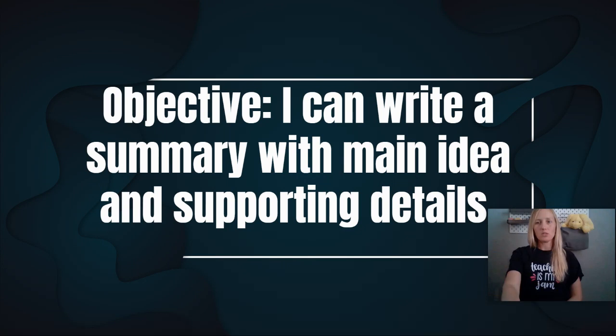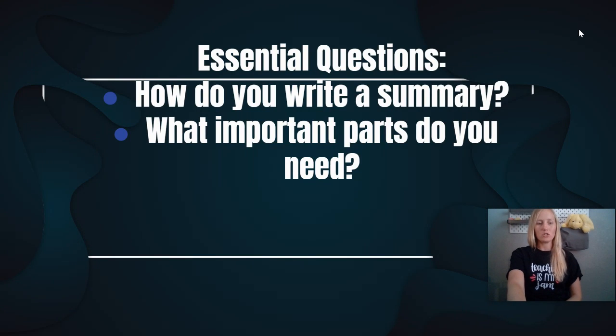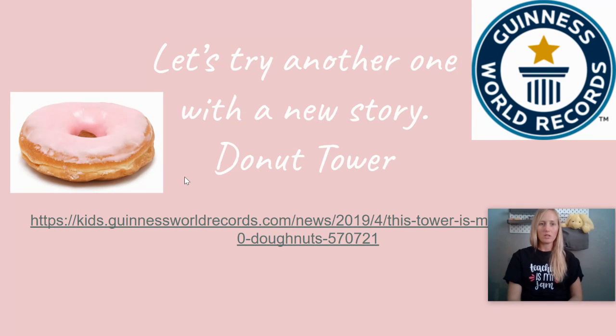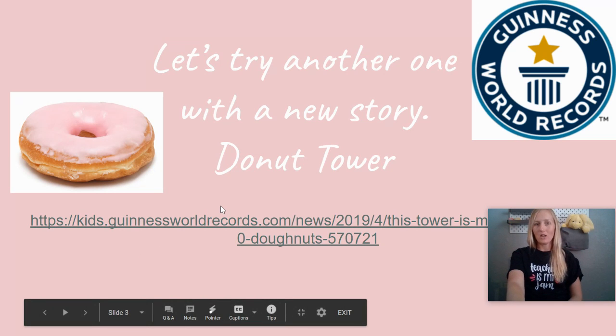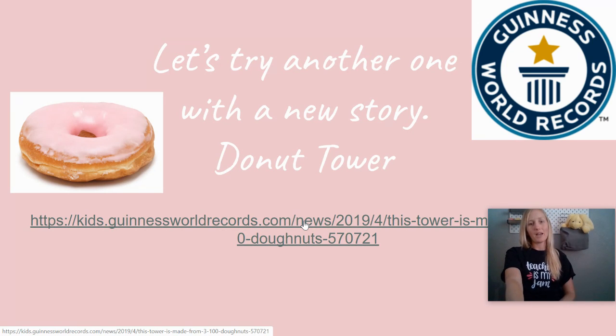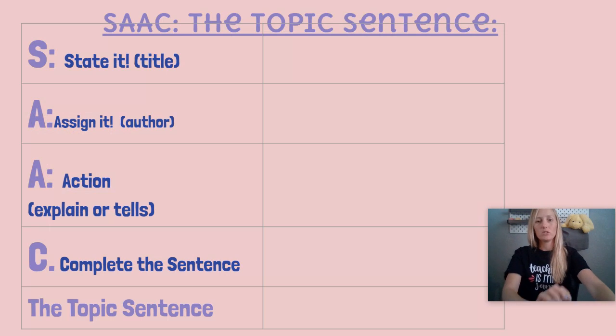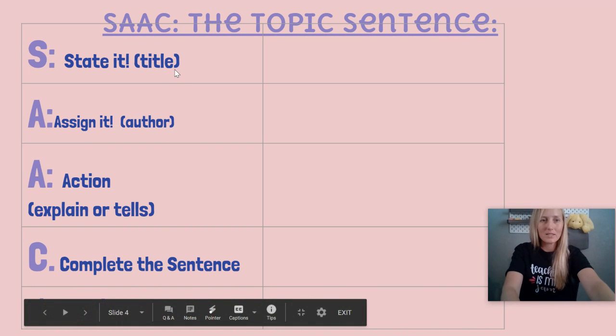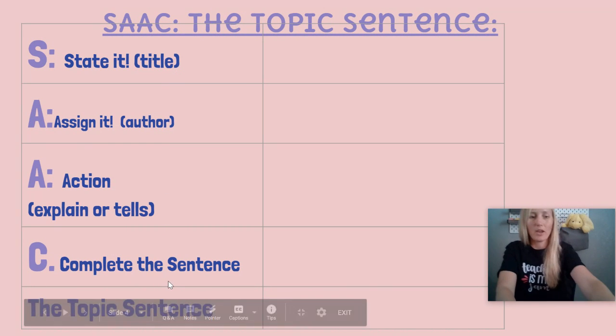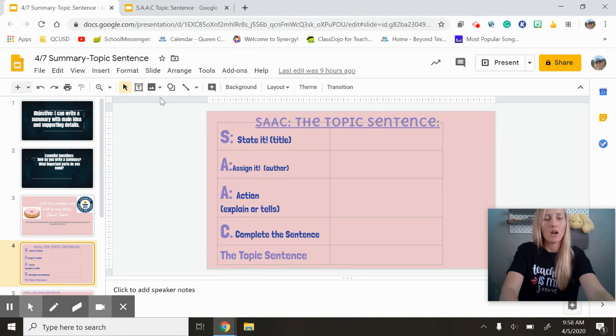Yay. All right, so we're going to move on to our essential question. How do you write a summary and what important parts do you need? So today we're still working on our SAAC method of writing a summary. We're going to use it with the largest donut tower from the Guinness Book of World Records kids website. Amazing. I just love this website. Super interesting story. So we're going to go there. But again, we're going to use the same state it, assign it, action, complete it. And this creates our topic sentence.